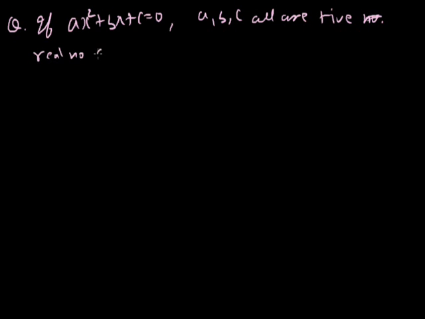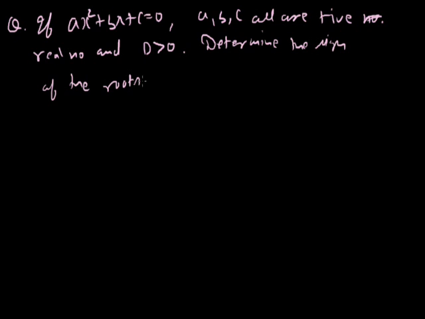If ax square plus bx plus c, in this quadratic equation a, b, c are all positive real numbers, and the value of the discriminant is greater than 0, determine the sign of the roots of the above equation.